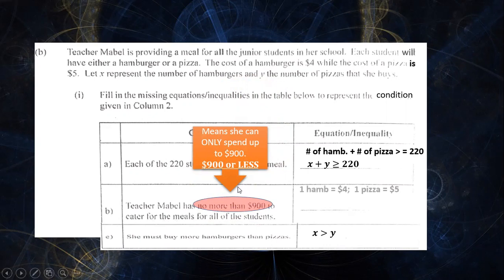So what does that mean for us? If one hamburger is $4 and one pizza is $5, then if there are X hamburgers and Y pizzas, how much money is she going to spend on hamburgers? That's going to be 4X. How much money is she going to spend on pizzas? It's going to be 5 by Y, or 5Y. And the money she spends in total must be less than or equal to $900. So 4X plus 5Y is less than or equal to $900. Any questions there?